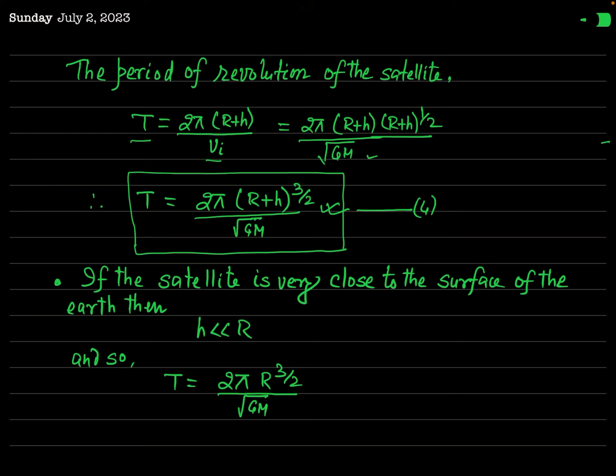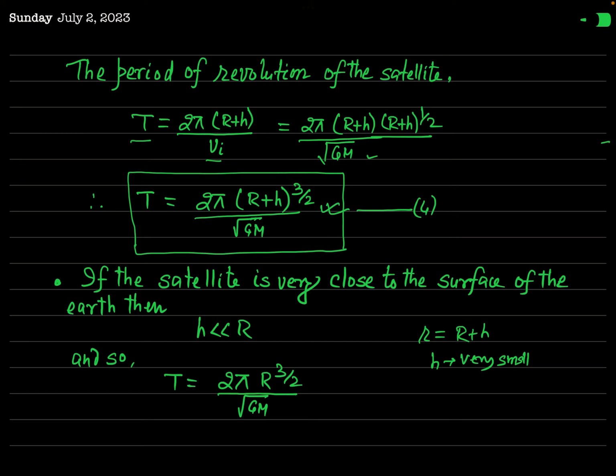Now let us consider that our satellite is revolving in a circular orbit which is very close to the surface of the Earth. As you can see, the radius of the orbit is R plus h, but you are assuming that the satellite's orbit is very close to the surface of the Earth. It means this h is very small. When you say very small, anything is small in comparison to another thing.